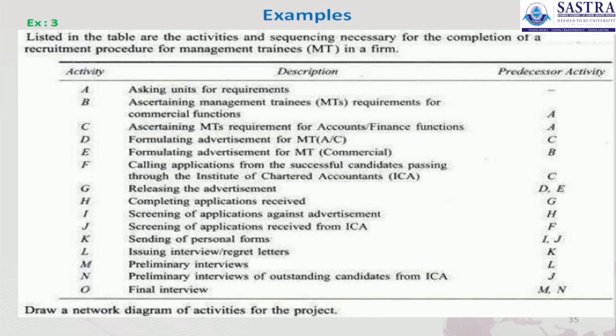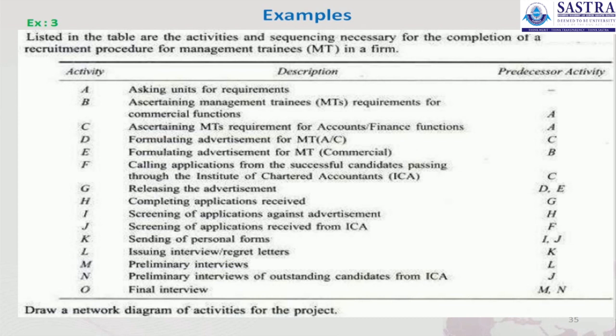The activities and sequencing necessary for the completion of a recruitment procedure for management trainees in a firm are listed in the table. So it is like a human resources technique, human resources allocation has been taken here. Through the human resources allocations we have to draw a network diagram, and through the network diagram we have to analyze the allocation of the resources.